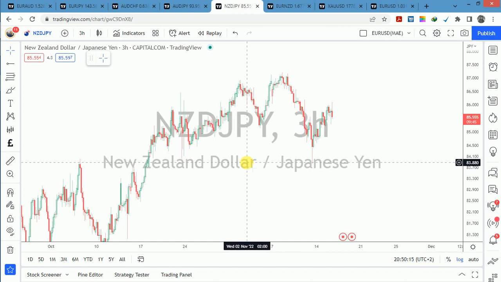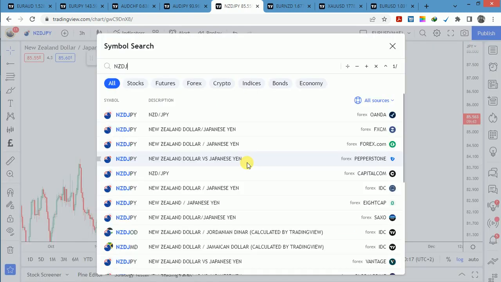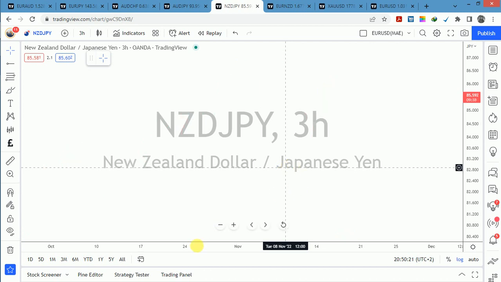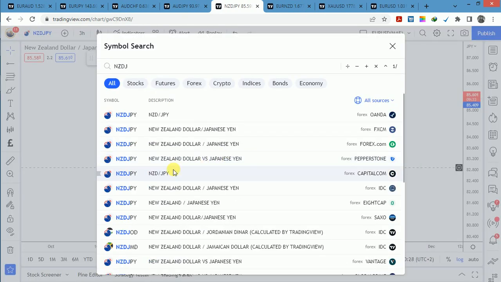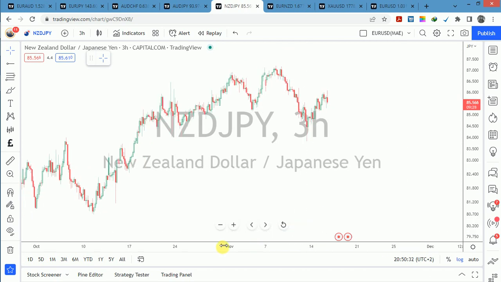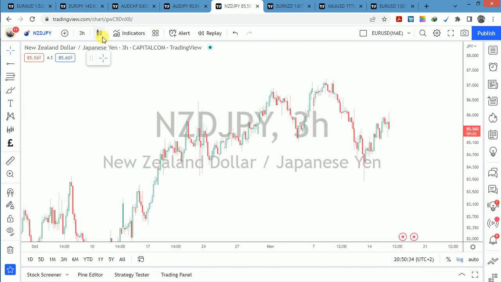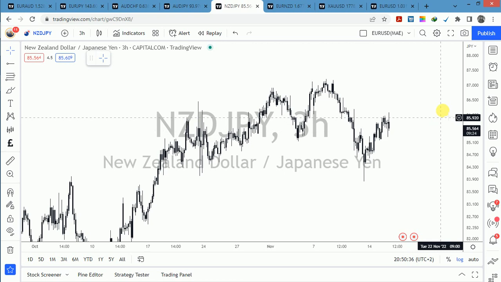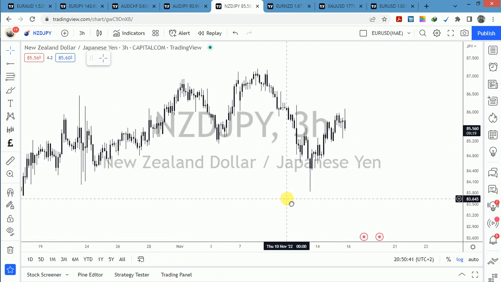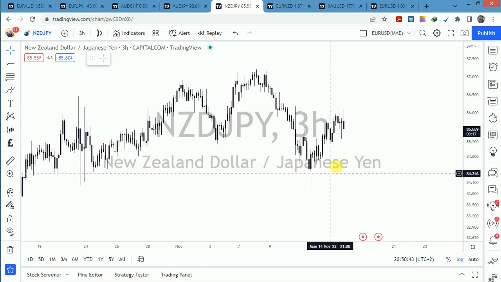I think I have a problem with my NZD JPY from the broker that I use. I can see it suddenly disappears from the screen. So let me just use a different broker, even though I use the other one for my analysis. Let's just use this one here from Capital, whatever.